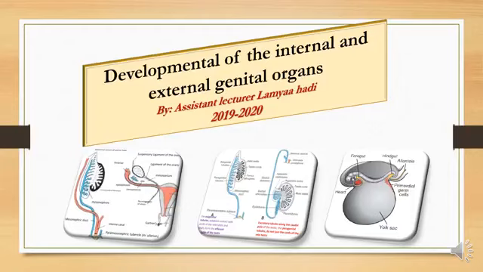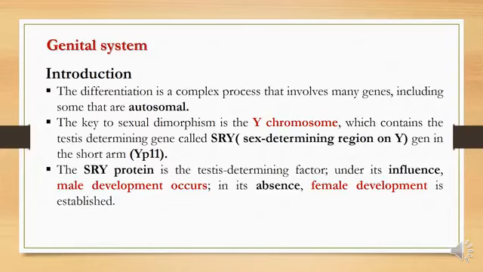I will talk in this lecture about the development of the internal and the external genital organs. Genital systems, introduction. Sexual differentiation is a complex process that involves many genes, including some that are autosomal.